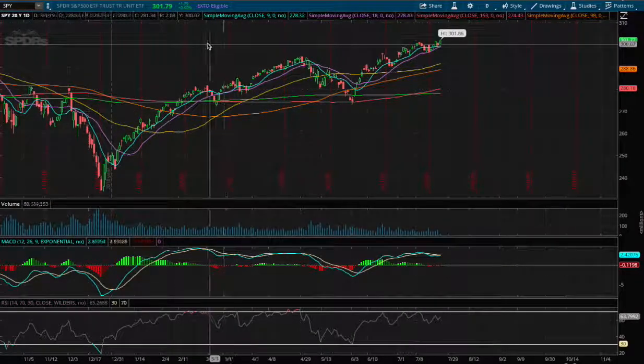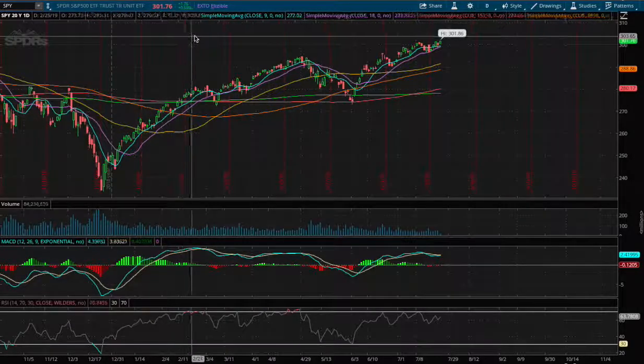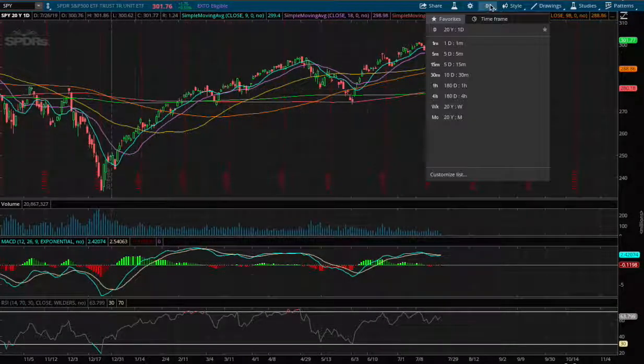Hello, today I'll be analyzing the S&P 500, ETF ticker symbol SPY. Today we are up 60 basis points and we have about 1 hour and 30 minutes left in trading.